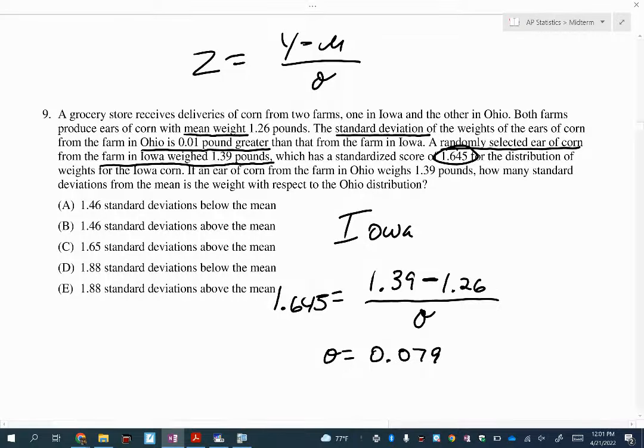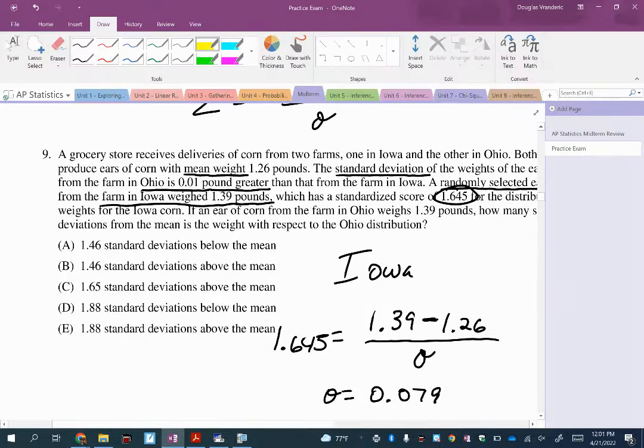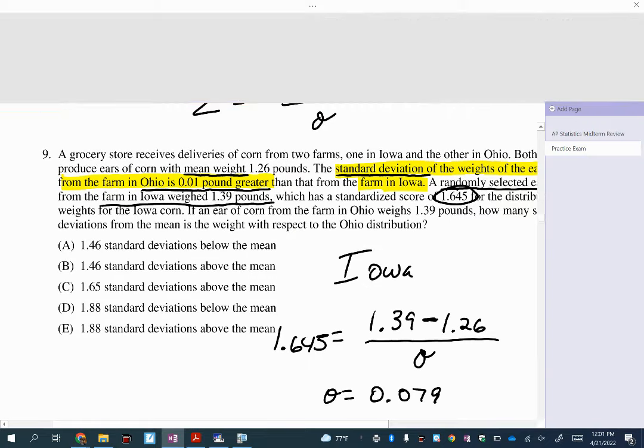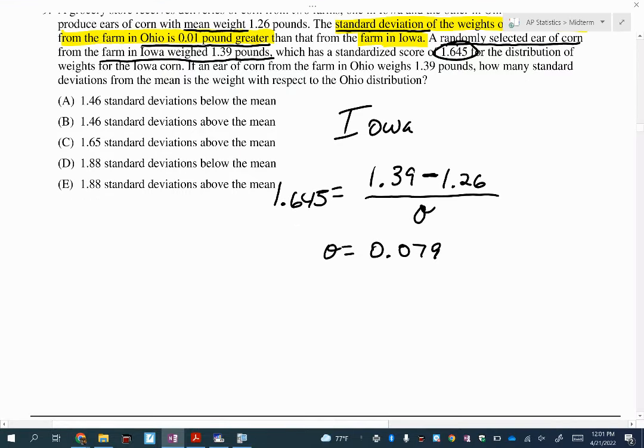So now, what I am going to use is this piece of information that says the standard deviation for the weights of ears of corn from the farm in Ohio is 0.01 pounds greater than that from the farm in Iowa. Let me put a little subscript I for Iowa, do you go with that? So then what is going to be the Ohio one? How much greater?